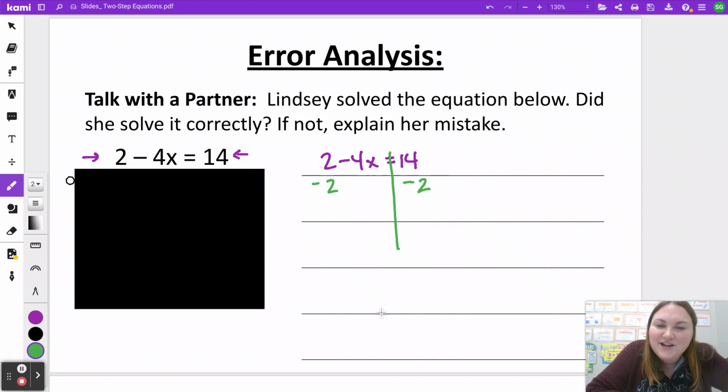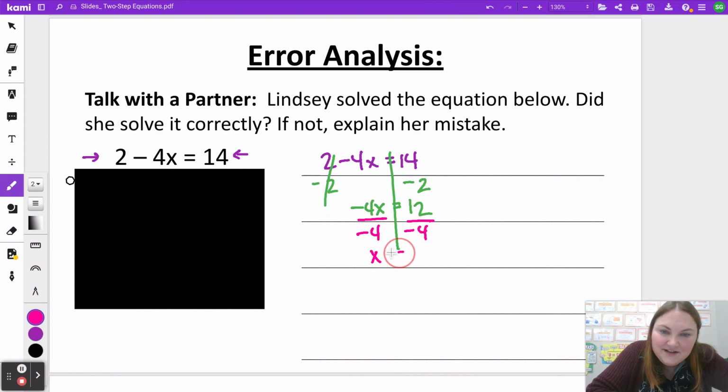I want to subtract 2 on both sides, because if I do that, 2 minus 2 is 0. That's nothing. And so I've got negative 4x on my left side. And then over here on my right side, 14 minus 2 is 12. That final step, negative 4x equals 12. This is multiplication, so I do the opposite. I divide by negative 4, and I've got the answer x equals 12 divided by negative 4 is negative 3.